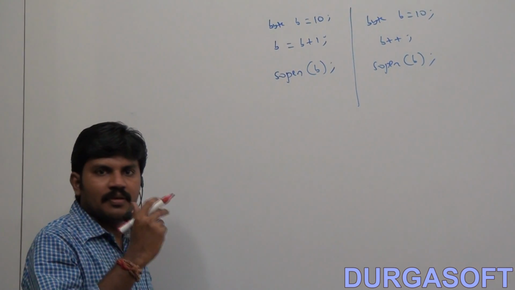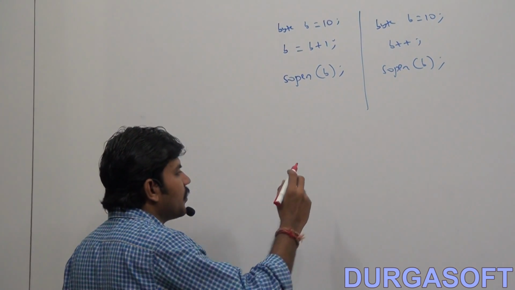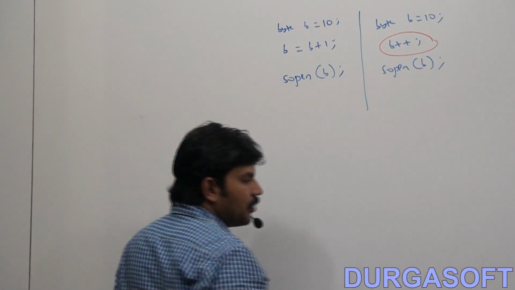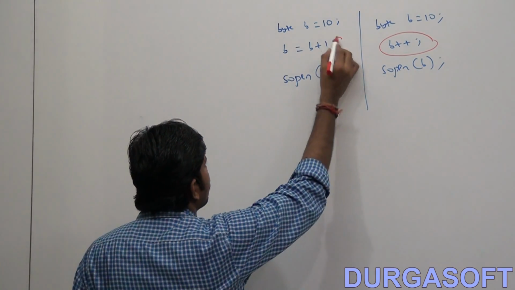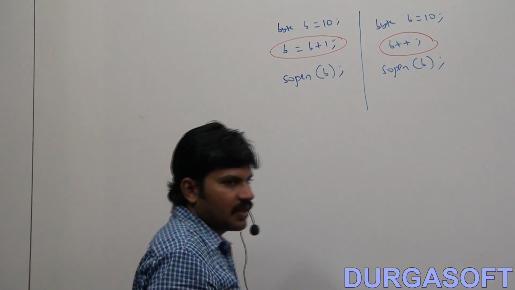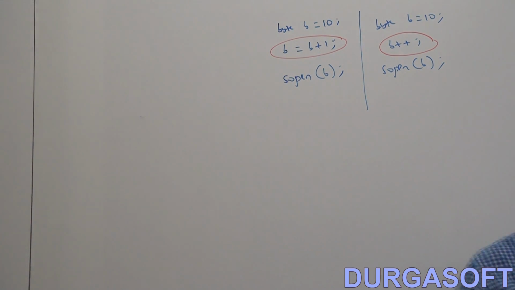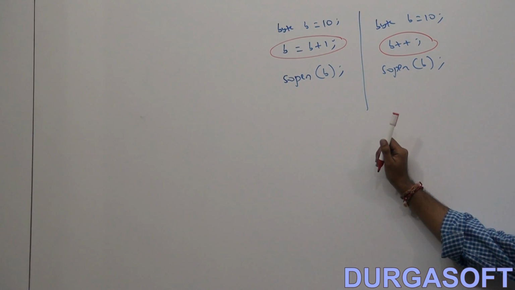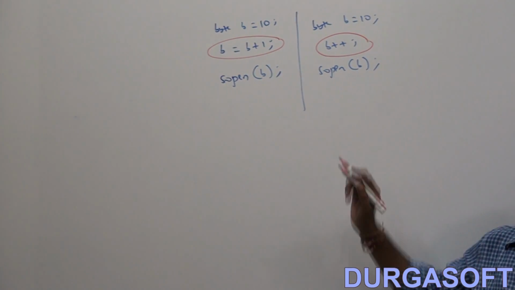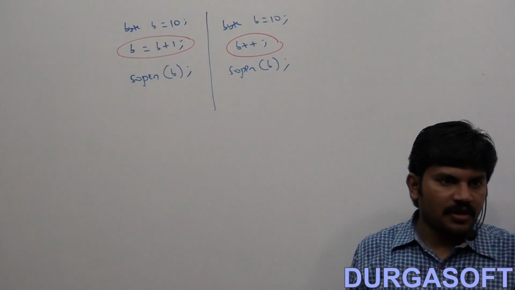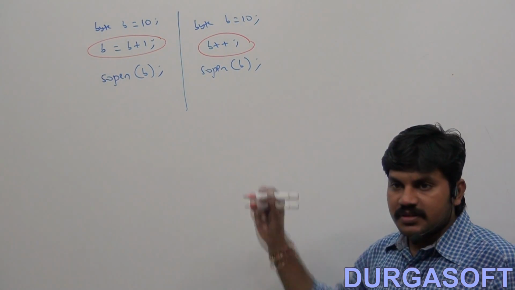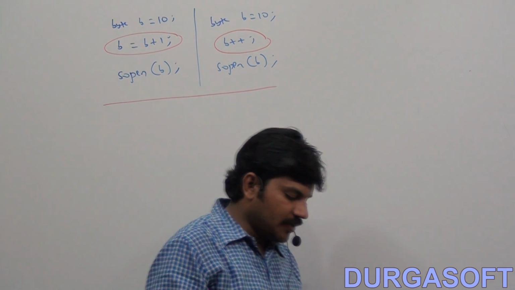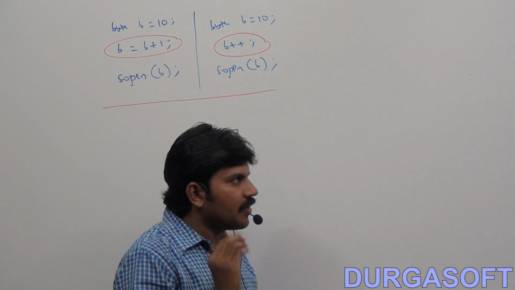What is the output? First one? Make sure. Most of the people are going to feel B plus plus is nothing but what? B is equal to B plus 1. Correct or not? B plus plus is nothing but B is equal to B plus 1. Now the point here is B plus plus and B is equal to B plus 1 are not the same. Are you getting? Both are not the same. There is a difference. What is the difference we should be aware of?